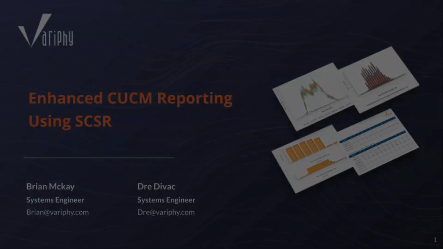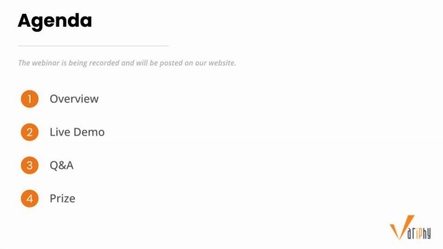All right, first off, we're going to do a quick overview of what Verify can do for you. Then we're going to jump into a live demo where Brian's going to guide us through that SCSR report for quality issues. We're going to pause for Q&A during the demo. If you have any questions, make sure to ask them in the chat. After Q&A, we're going to reward one lucky attendee with a $50 Amazon gift card. So hang around and see if you won.